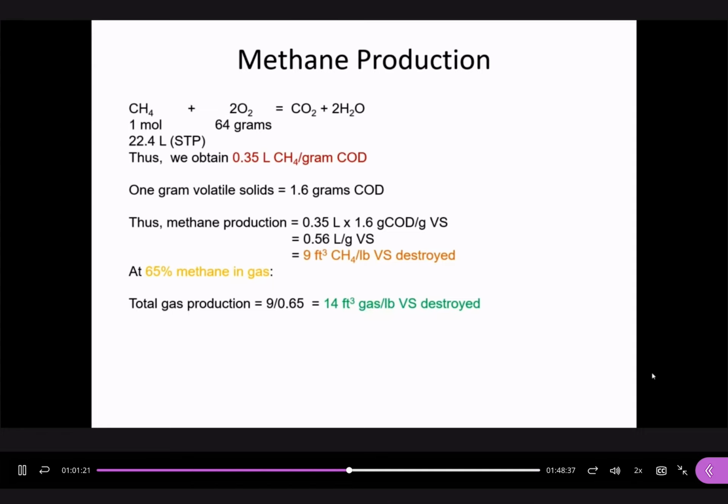That's a theoretical value, right? You have calculated it, and you have used it in some of the calculations. And here we say that volatile suspended solids could be approximately taken as cells, right? So the real number is like 1.6. Therefore, the methane production from 1 gram of volatile solids is 0.56 liter.